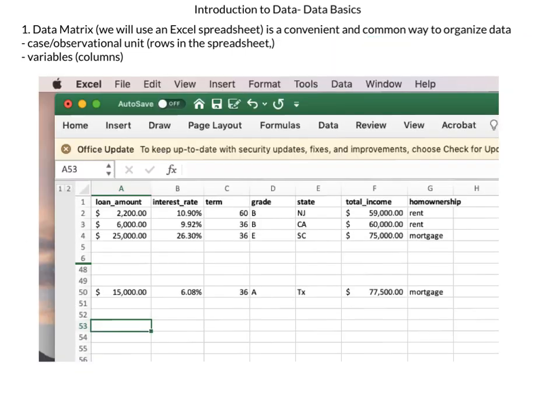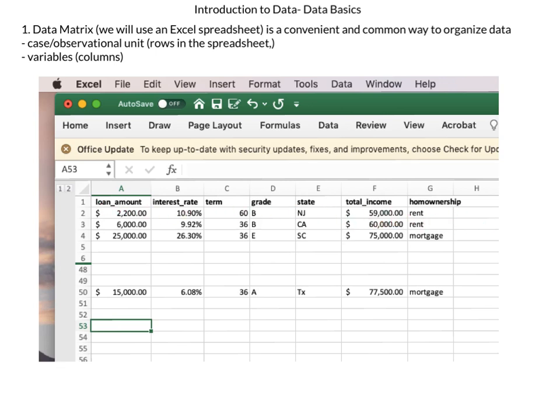As I mentioned in our overview slide, for our data matrices, we will be using spreadsheets. So this is our first example of a data matrix. This data matrix represents information about different loans. Each row over here represents a case or an observation. So here's information about one loan. Actually, let me start with the first loan here.